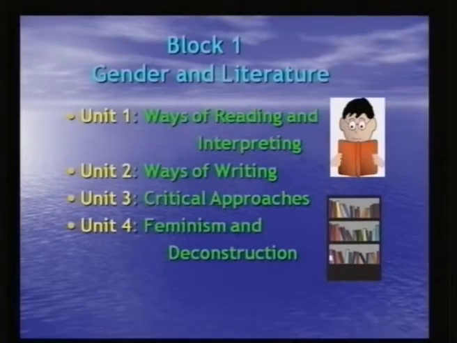Professor Anu Aneja: Let's look at the very first block of this course, which is gender and literature. Gender and literature has 4 units. Unit 1 is ways of reading and interpreting. Unit 2 is ways of writing. Unit 3 is on critical approaches, and Unit 4 is on feminism and deconstruction. So what is this block about, and what can you expect to learn from it? In this block, mainly we will be looking at the interconnections between gender and literature: different ways of writing and reading, different ways of interpreting, but all from a gender perspective.